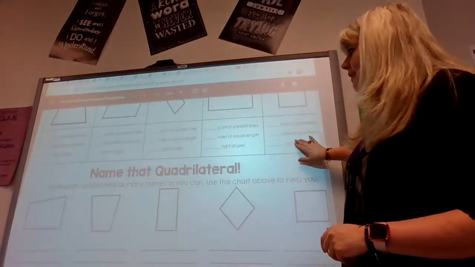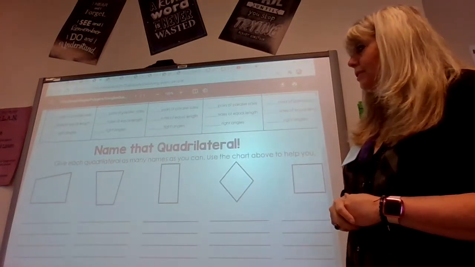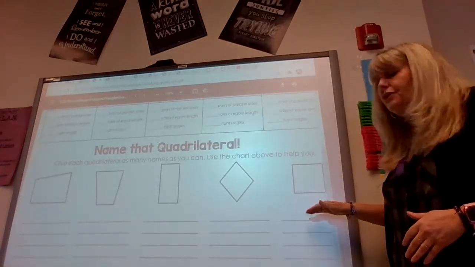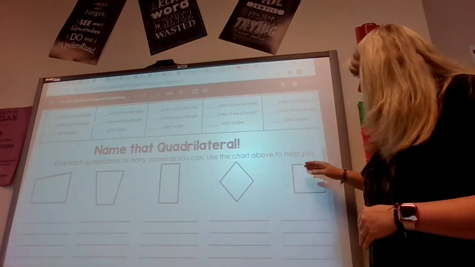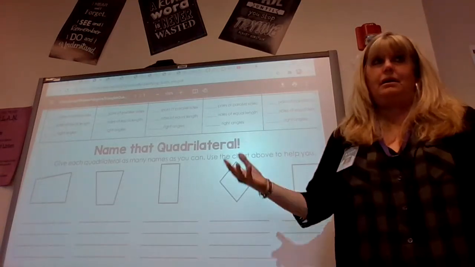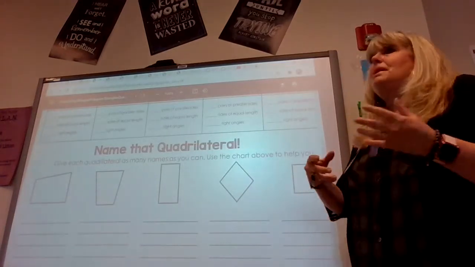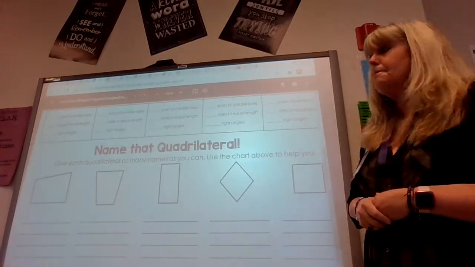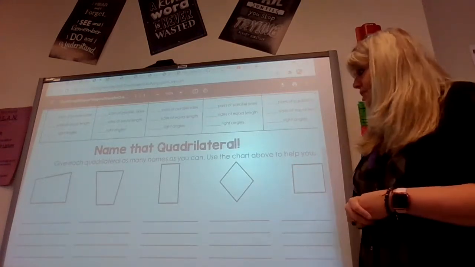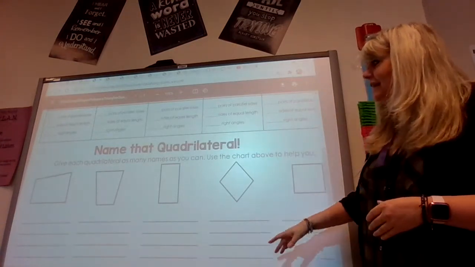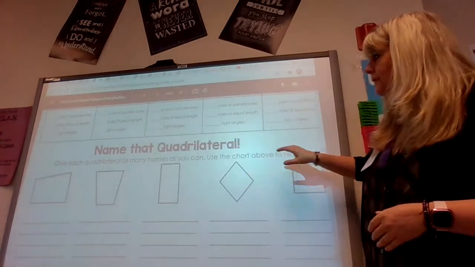So these are our traditional. When you get down here, it says name that quadrilateral. Okay, you're going to look at them and you're going to name all the attributes, the things that you can talk about. Like when you look at a square, how many sides does it have? Maybe how many sides are parallel? How many sides are congruent, which means basically same size, same shape. So you're going to write everything that you can about each one of these quadrilaterals.